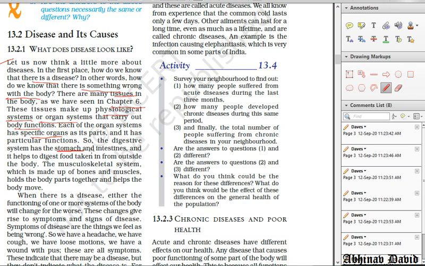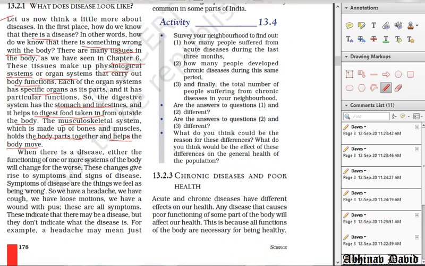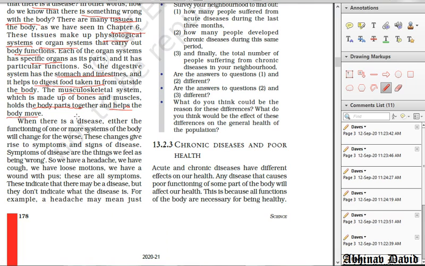So the digestive system has stomach and intestines and helps to digest food from outside the body that we are eating. Then we have the musculoskeletal system made up of muscles and bones, which helps in locomotion and movement, and holds the body parts together. Now let us see what they are telling. When there is a disease, either the functioning of one or more systems will change, or the shape of that particular organ will change. So two things are happening whenever there is a disease: number one, functioning will change, or the shape will change.